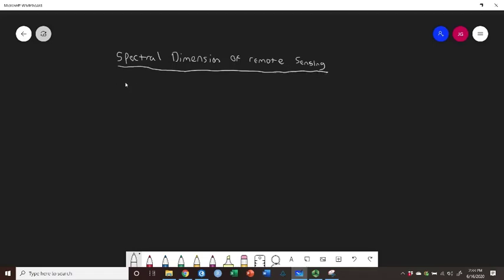And again, we're going to write down our definition again. It's both the number of bands and the wavelength sensitivity of those bands.